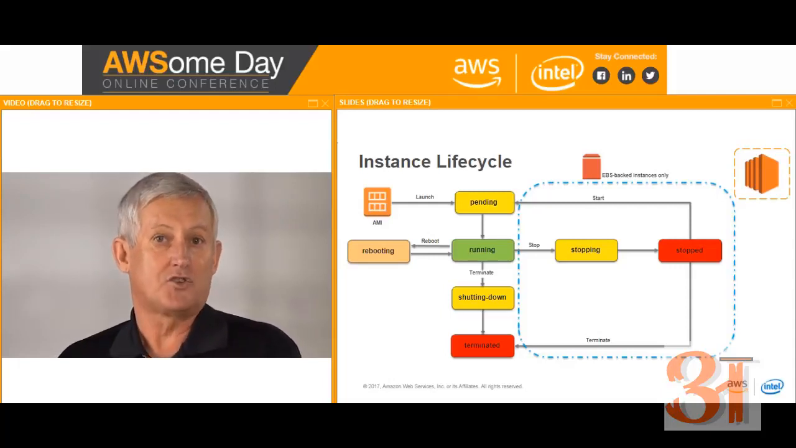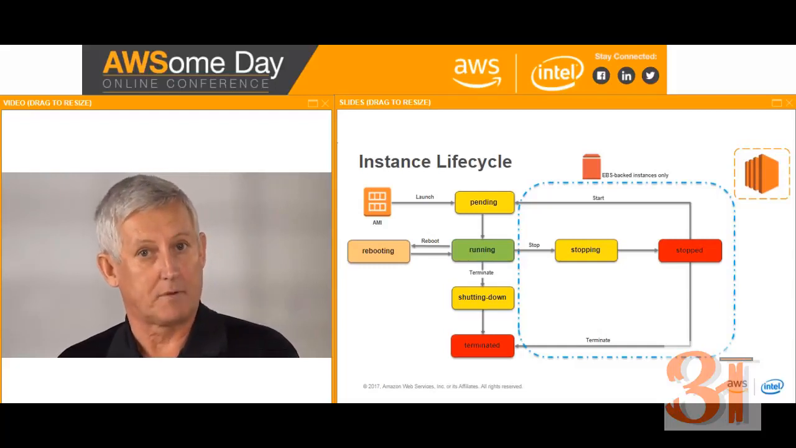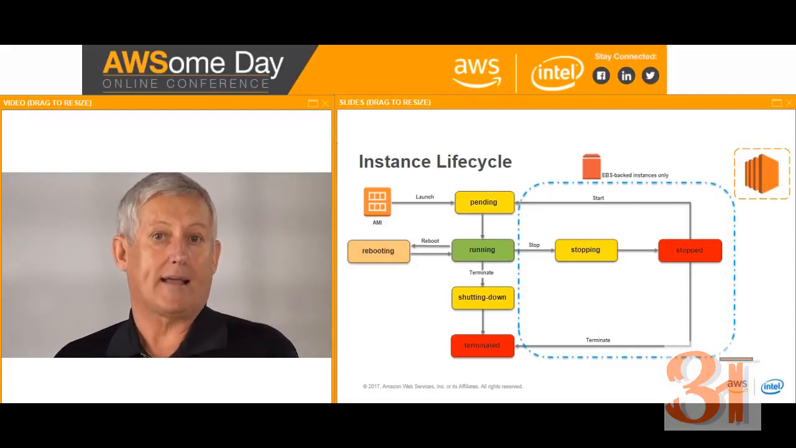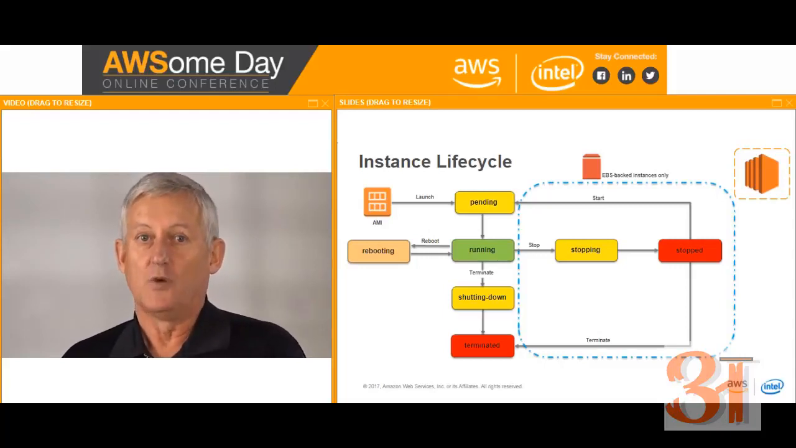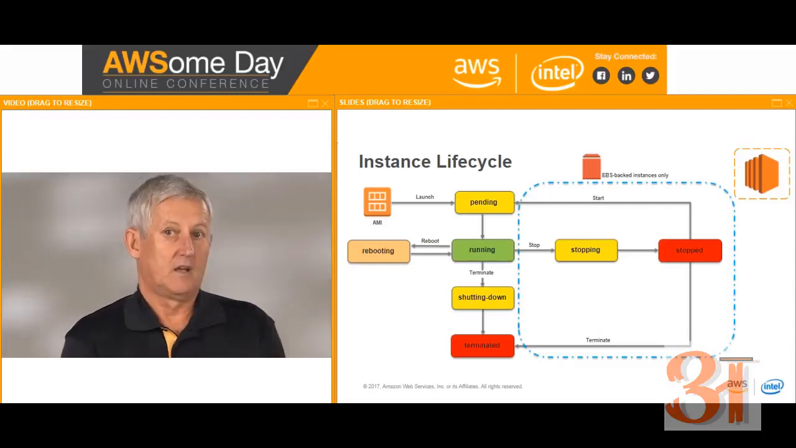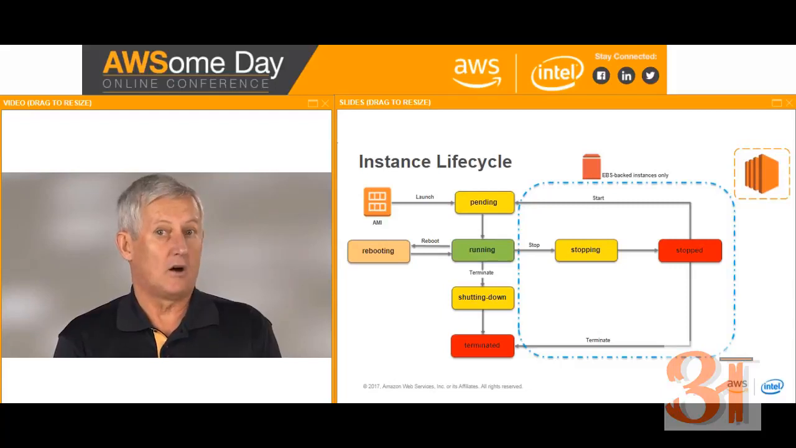You can modify certain attributes of stopped instances, including the instance type. Starting a stopped instance puts it back into the pending state, which moves the instance to a new host machine. When you stop and start an instance, you lose any data on the instance store volumes on the previous host computer.